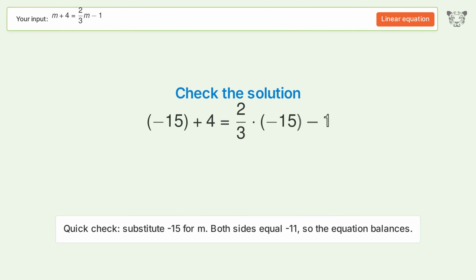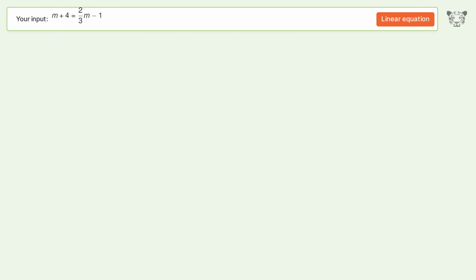Quick check. Substitute -15 for m. Both sides equal -11, so the equation balances. So, m = -15.